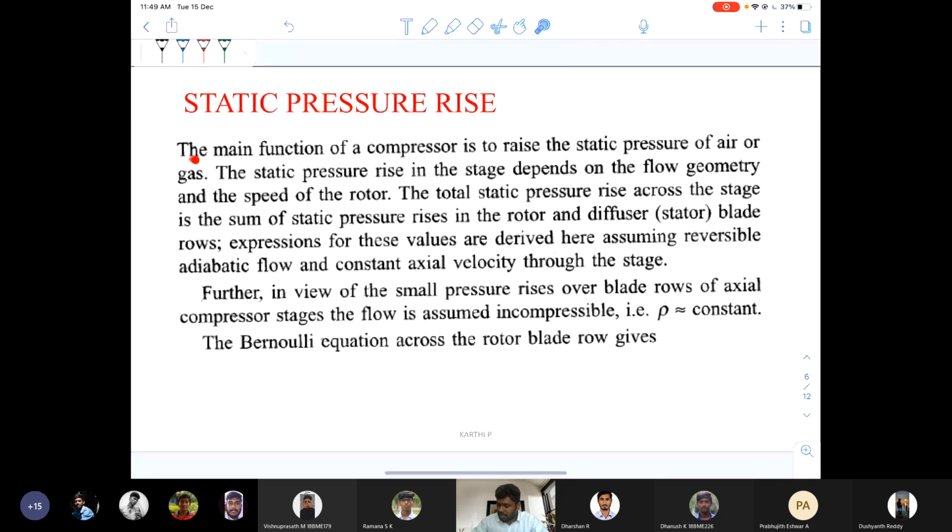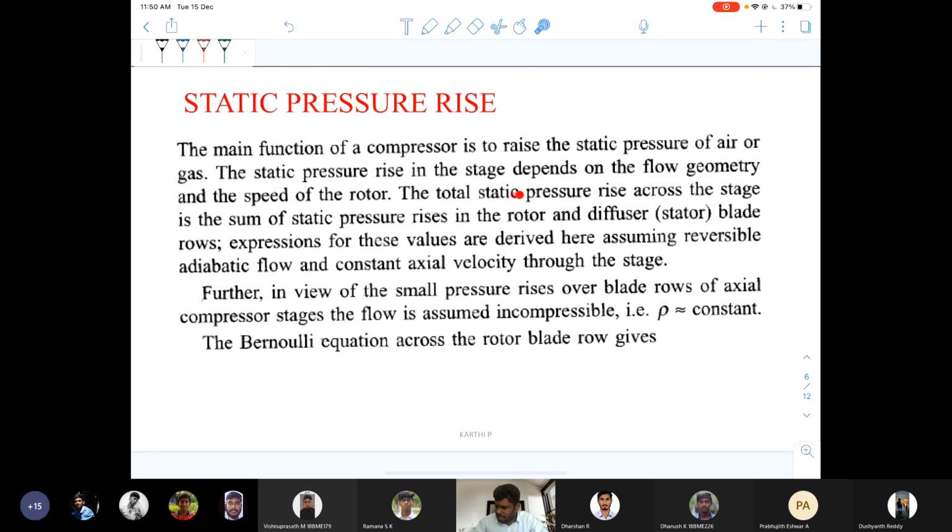Now, the main function of the compressor is to raise the static pressure of the air or gas flowing through it. The static pressure rise in the stage depends on the flow geometry and the speed of the rotor. Depending on both parameters, the static pressure will rise.